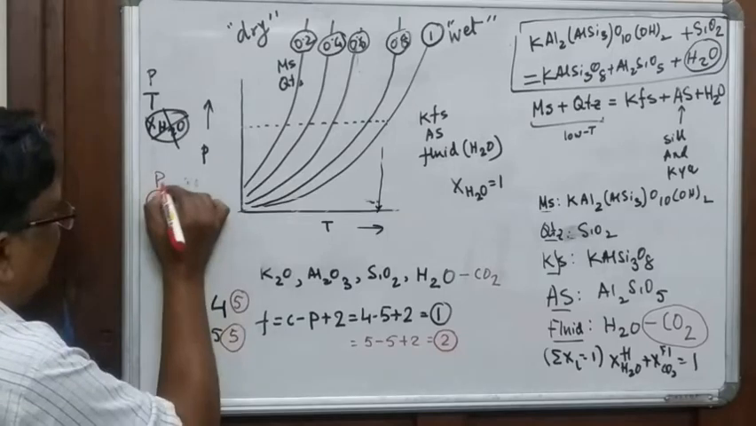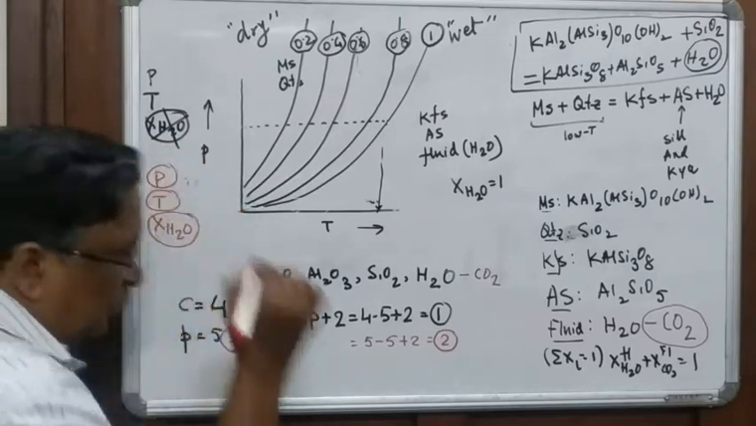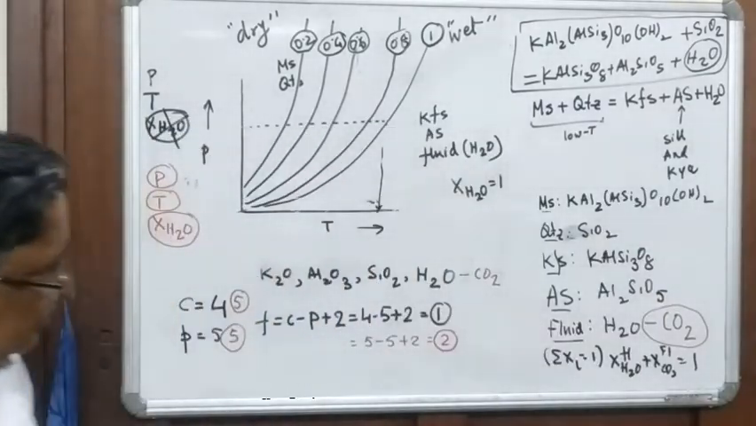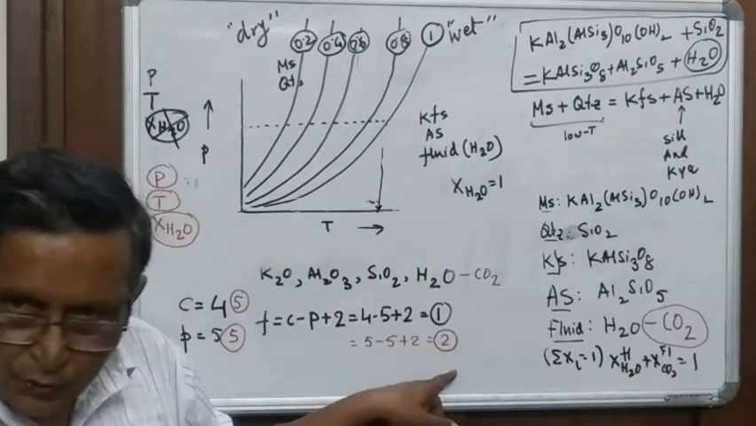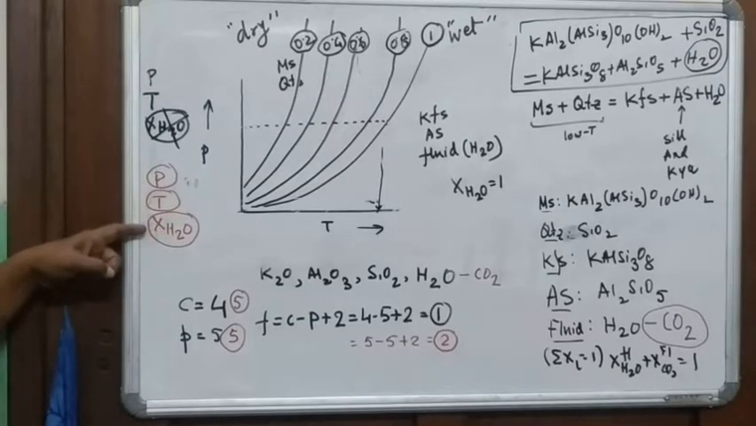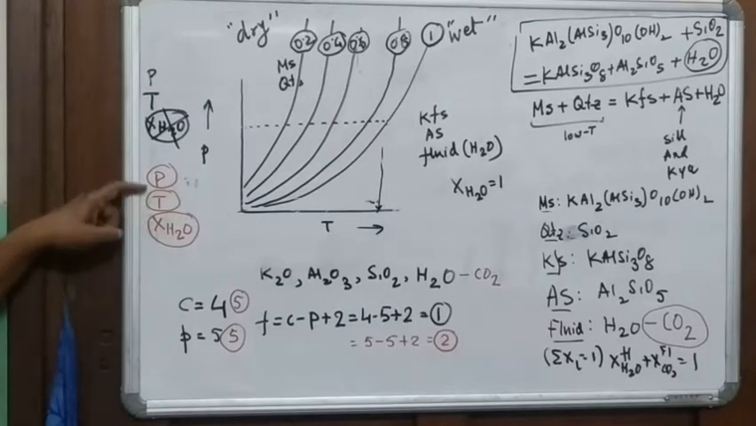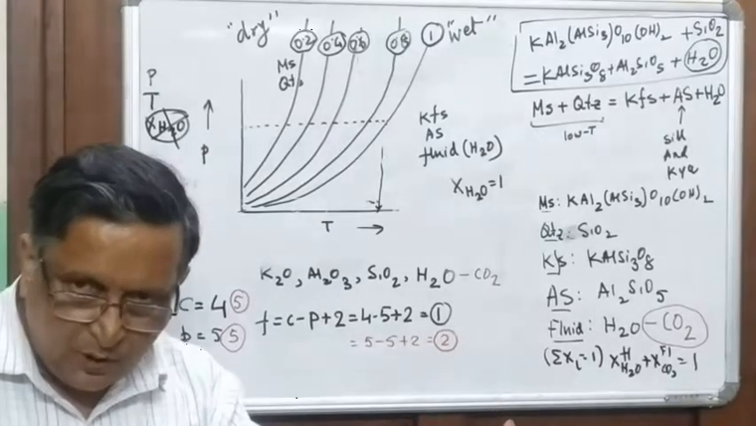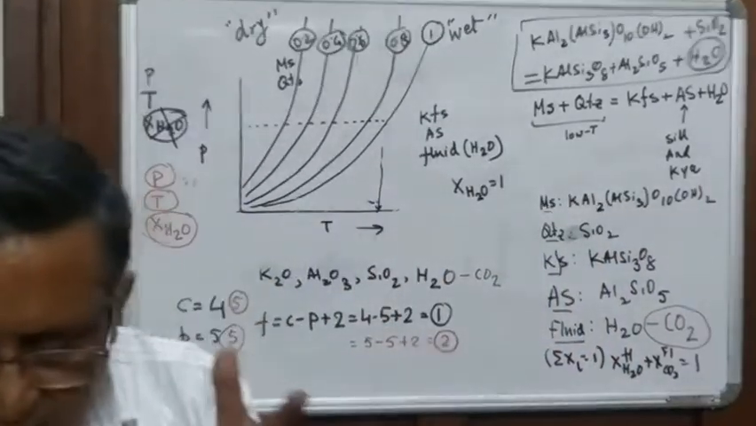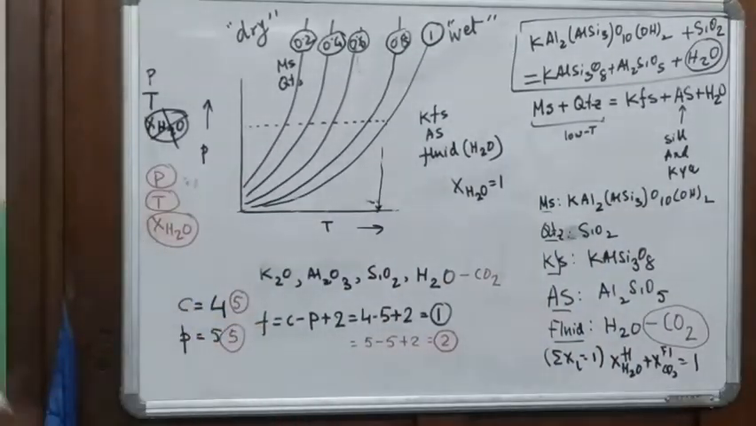Do you see that? Now your XH2O is a variable. Gibbs phase rule tells you your variance is 2. And your variables are pressure, temperature, XH2O. That means if you give any 2 of the 3, the third one can be quantified.